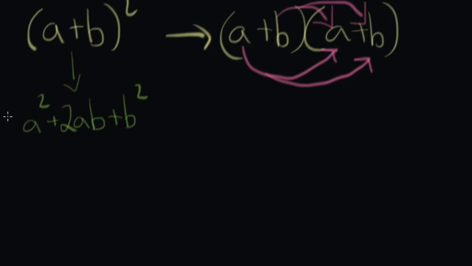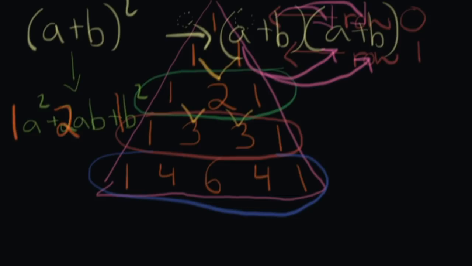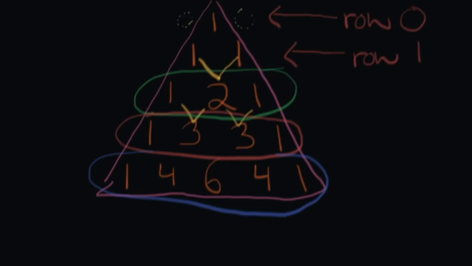What's the coefficient in front of each term? 1, 2, 1. What? 1, 2, 1? Wait a second. Hey, I remember 1, 2, 1. There is 1, 2, 1. And remember when I was talking about rows? Well, what row does 1, 2, 1 appear in? It appears in row 2.